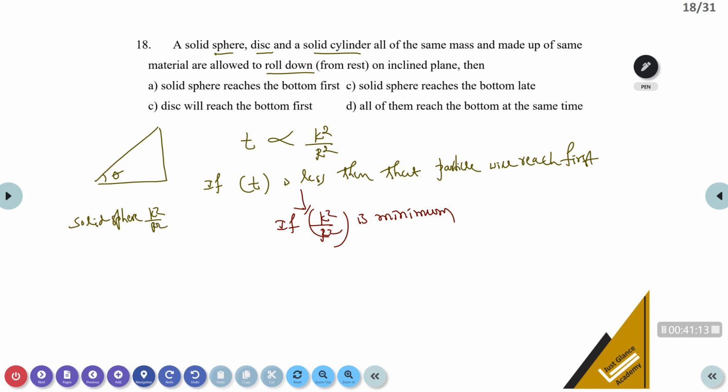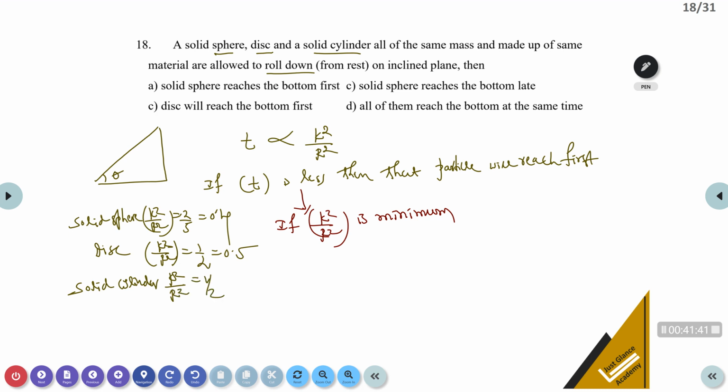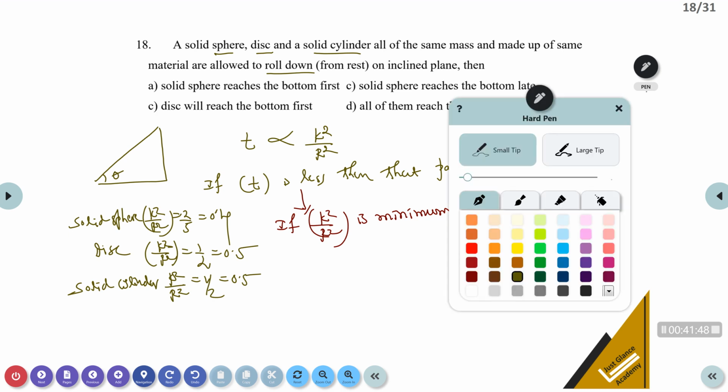For a solid sphere, k square by R square equals 2 by 5, which equals 0.4. Next, for a disk, k square divided by R square equals 1 by 2, which equals 0.5. Then the solid cylinder is also the same: k square divided by R square equals 1 by 2, which equals 0.5.